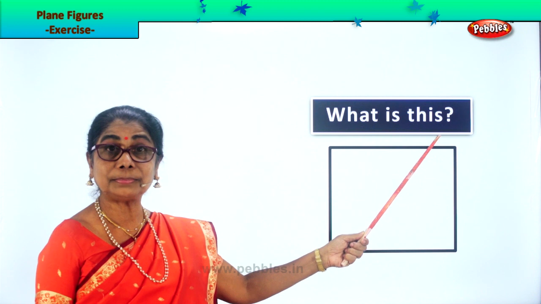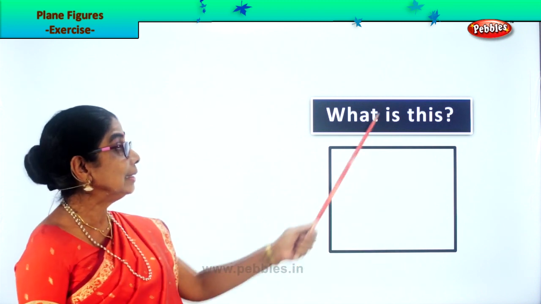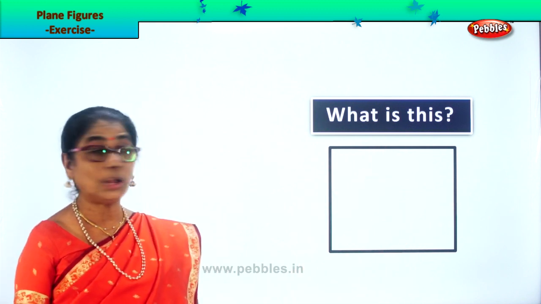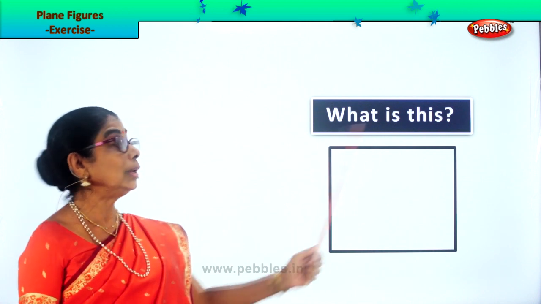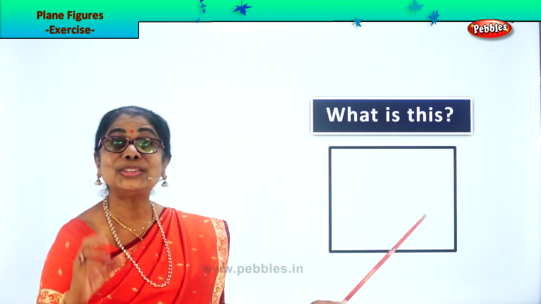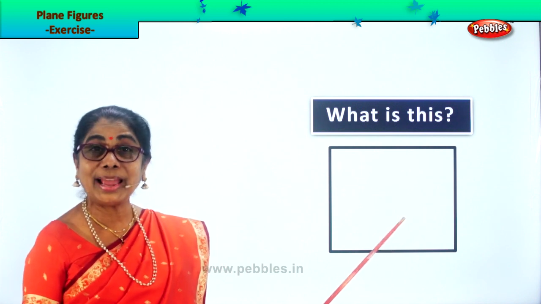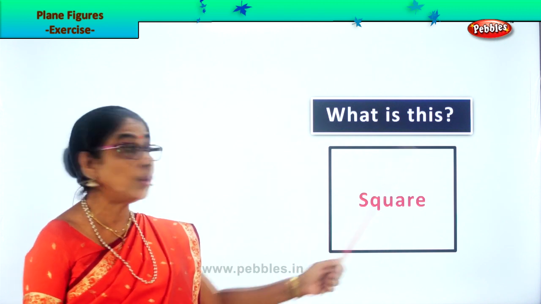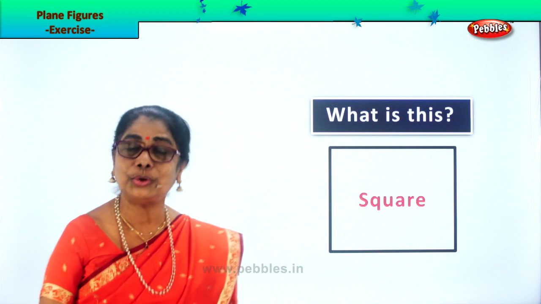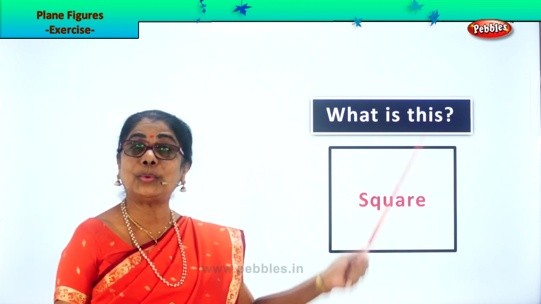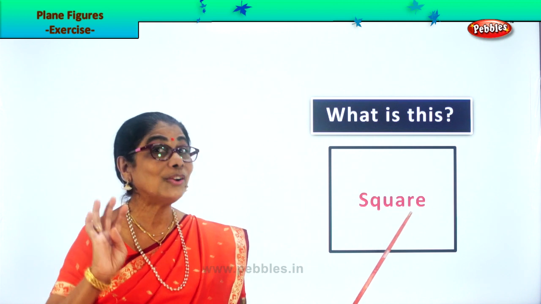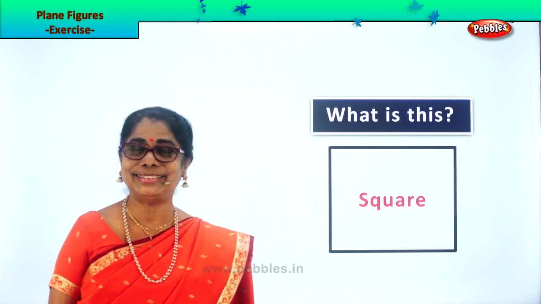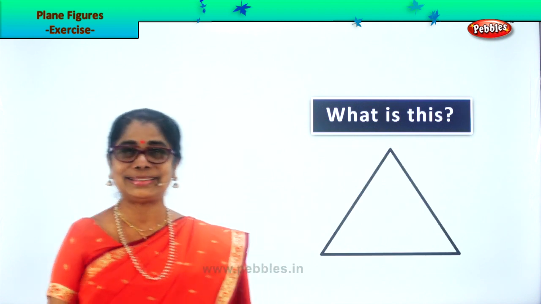What is this? 1, 2, 3, 4. All sides equal, has four corners. What is this? This is a square. Very good. A square has four equal sides and four corners. So this is a square. It's got four sides that are equal and four corners too. Good. Let's go to another exercise.